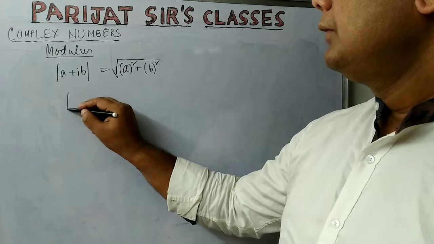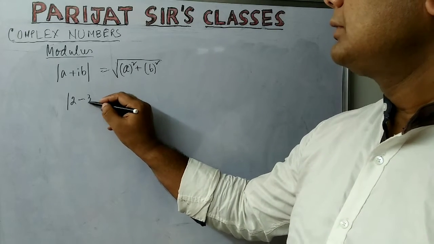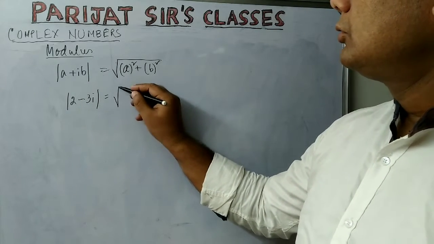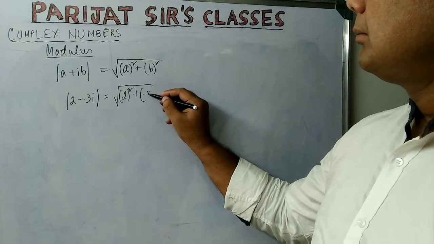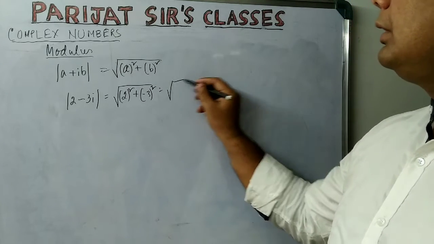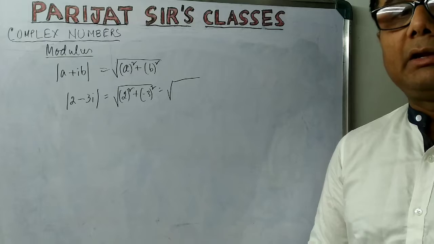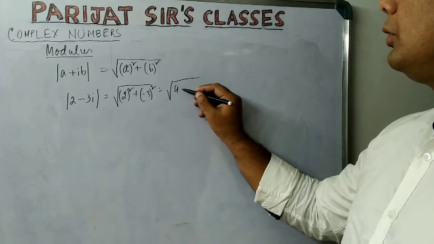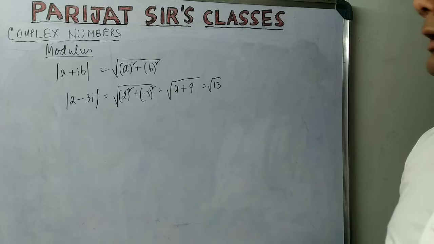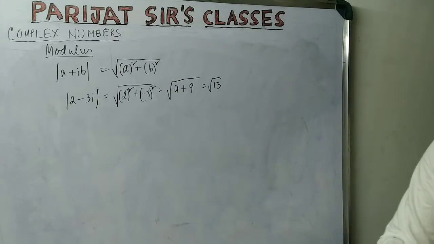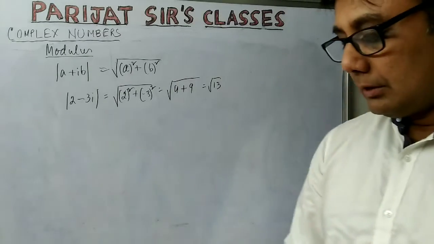For example, if I want to find the modulus of 2 minus 3i, the answer will be the square root of 2 square plus minus 3 square. So we won't take the i here, we will just take the values of a and b. So it is 4 plus 9, so it is root 13. This is how we find the modulus of a complex number.